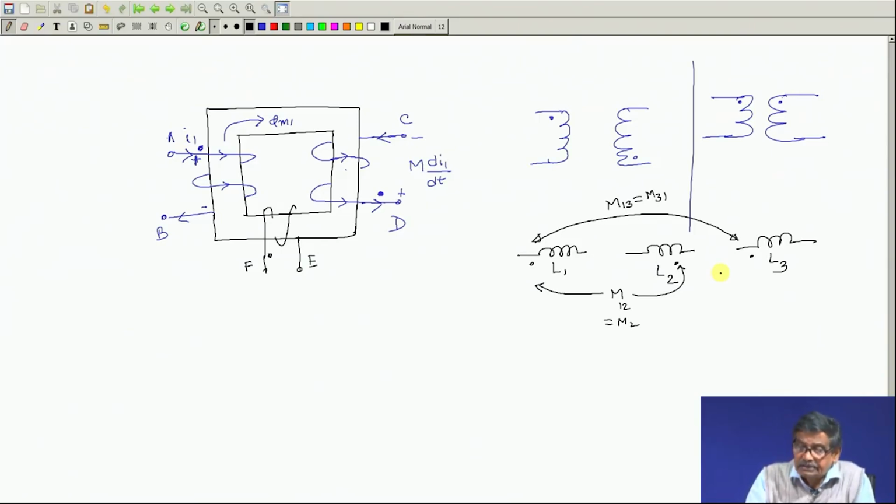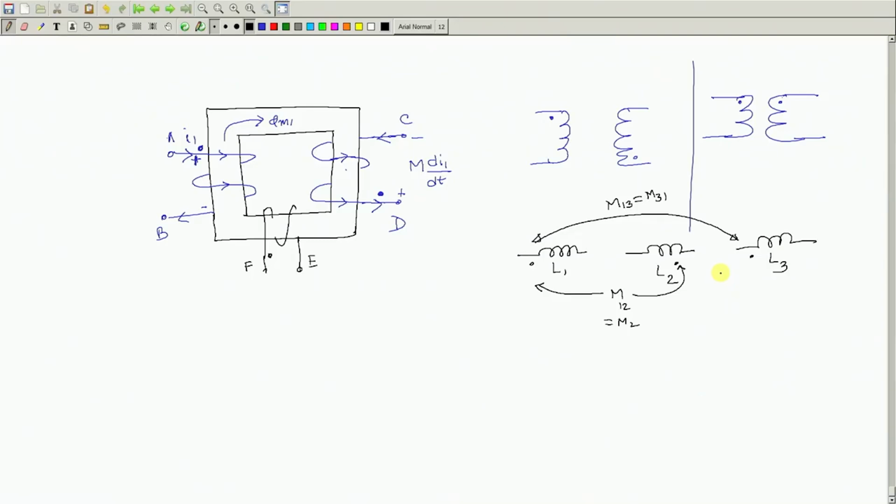So, in this lecture we have considered a very important phenomenon: how to decide the instantaneous polarity of the induced voltage when coils carry time varying current. Because if the currents are constant, then there is no induced voltage. If I 1 is constant, M dI1/dt will be 0, so no induced voltage here.